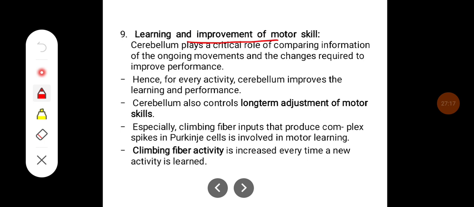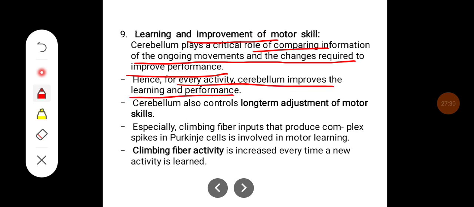Learning and improvement of the motor skills. Cerebellum plays a critical role in comparing information of the ongoing movements and changes required to improve the performance. Hence, for every activity, cerebellum improves learning and performance. Therefore, it also controls the long-term adjustment of motor skills.